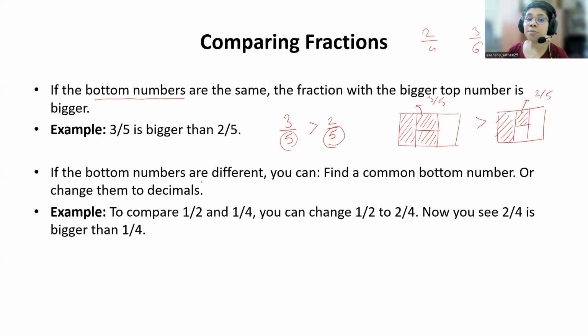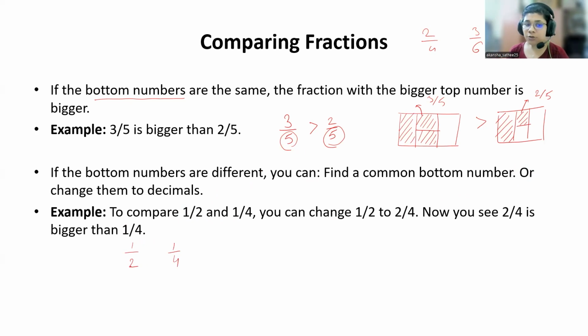If the bottom numbers are different, let's say instead of 5, some other numbers are given, then find a common bottom number or change them to decimal. So this decimal part you don't need. So what you do, if denominators are not equal, you have to first make them equal. To compare 1 by 2 and 1 by 4, let's say you want to figure out whether 1 by 2 is bigger or 1 by 4 is bigger.